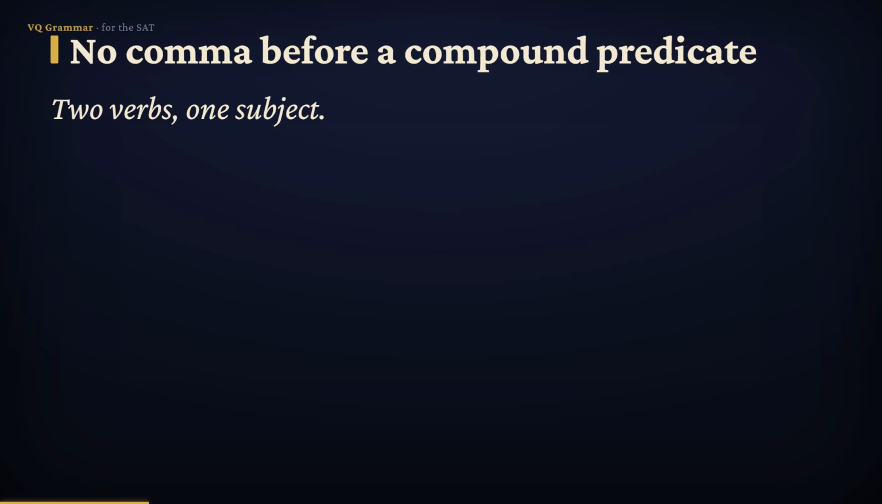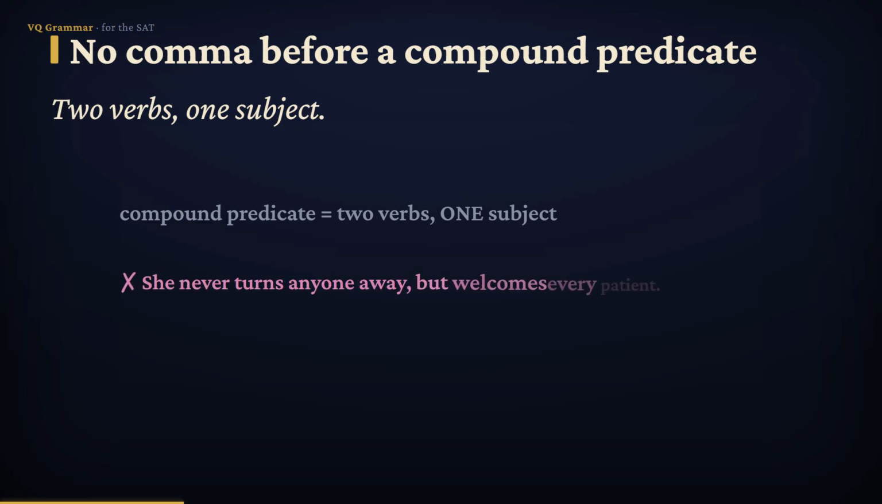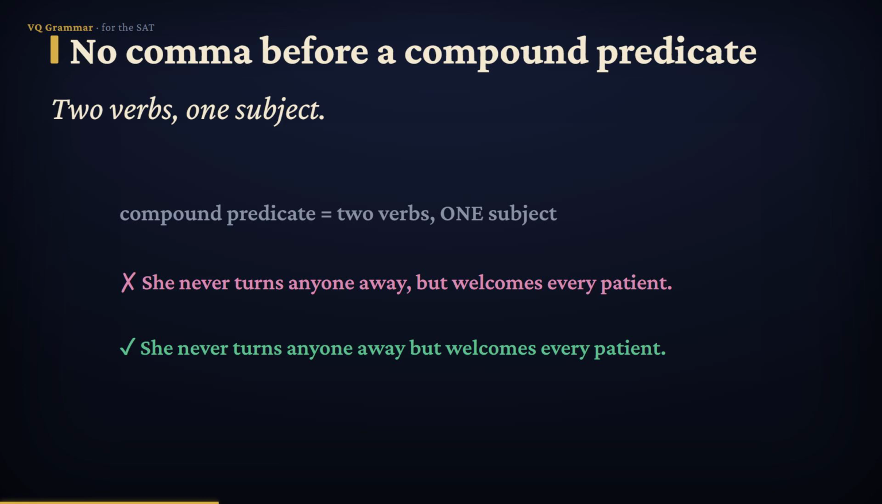Here's a trap that looks just like a compound sentence, but isn't. When a conjunction joins only a compound predicate, that's two verbs sharing one subject, you do not put a comma before it. She never turns anyone away but welcomes every patient. There's only one subject, she, doing two things, turning and welcoming, so drop the comma. The test is simple. If the words after the conjunction have no subject of their own, no comma.